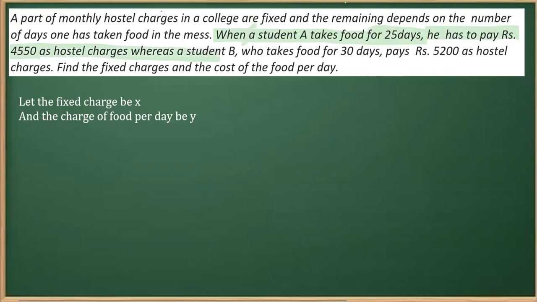Whereas the other student, say B, who is taking the food for 30 days, has to pay 5200 as the hostel charge. We need to find out the fixed charge and the charge for food per day. So I've taken the fixed charge as X and the charge for food per day as Y. Now we can frame the equations here.